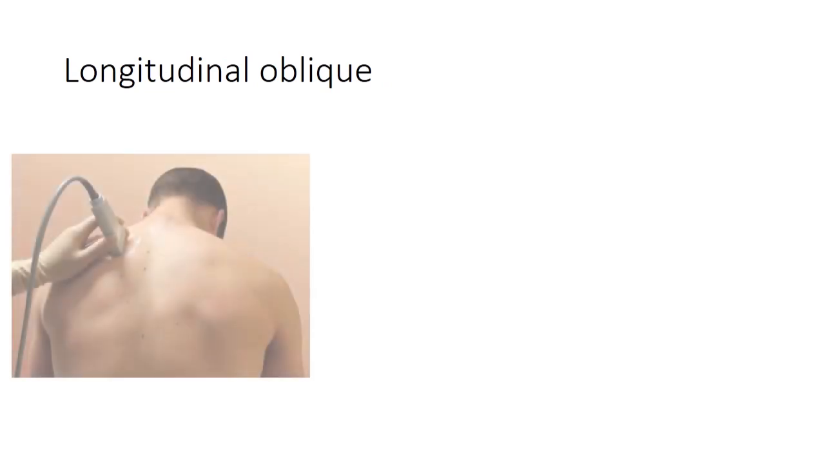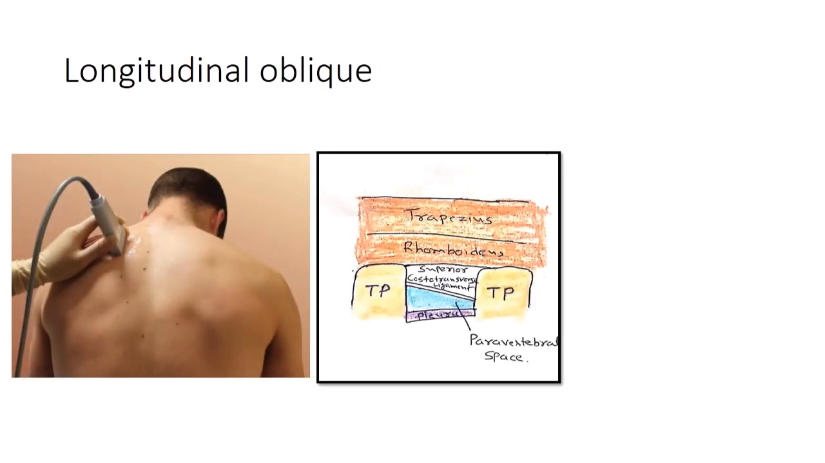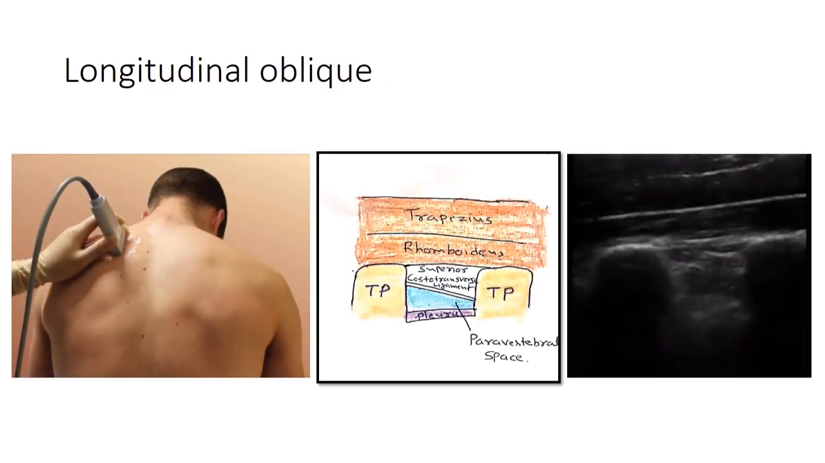Now maintaining probe position, probe is slid medially. Transverse process can be visualized. Transverse process looks square, deep and hyperechoic, showing superior costotransverse ligament and pleura in between two transverse processes. Below the superior costotransverse ligament, paravertebral space can be identified.